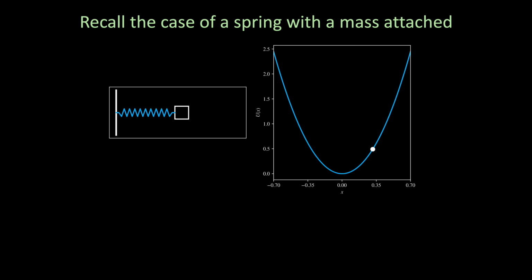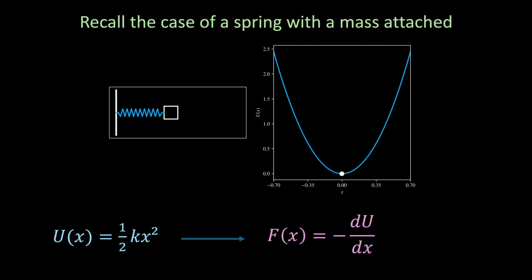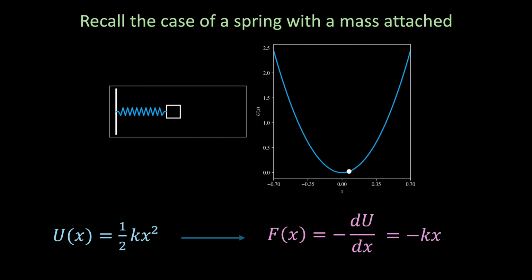To see how this works, recall the case of a spring with a mass attached. There the potential energy is given by half k x squared, where k is the spring constant and x is the extension of the spring, and the restoring force, which shows up in the equation of motion, is related to the derivative of the potential function. And if we sub in the potential function, we get the standard Hooke's law result, minus kx, telling us that the force is proportional to the extension, but in the opposite direction.